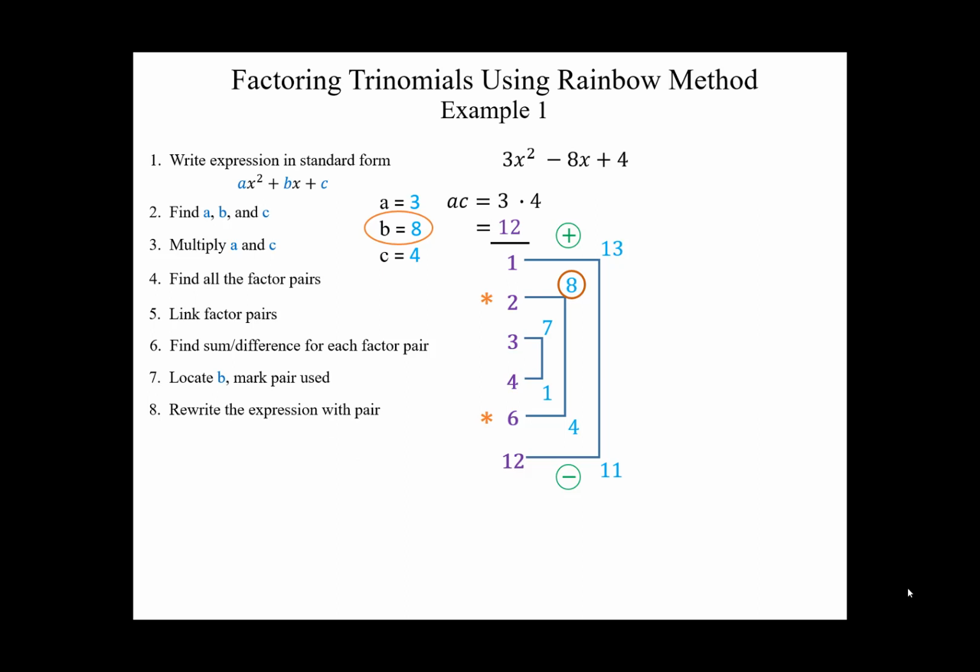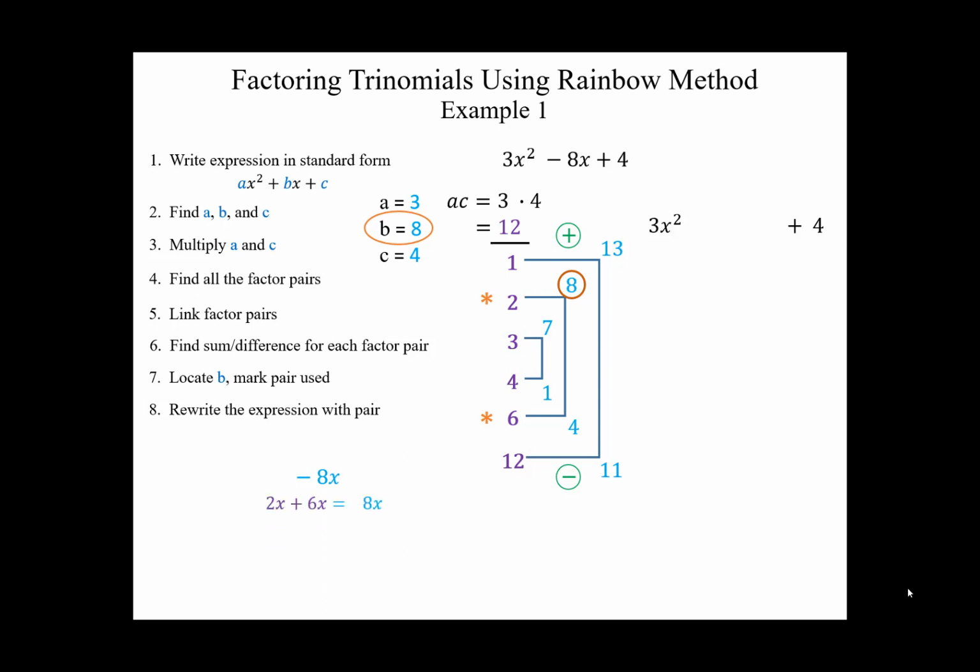Now we need to rewrite our original expression with this pair. So in rewriting now, we're going to write down our first term, 3x squared. We'll leave some space and write down the last term, plus 4, not making any changes to either one of these. Okay, now the middle term is what we're going to rewrite using the factor pairs. And that was a negative 8x.